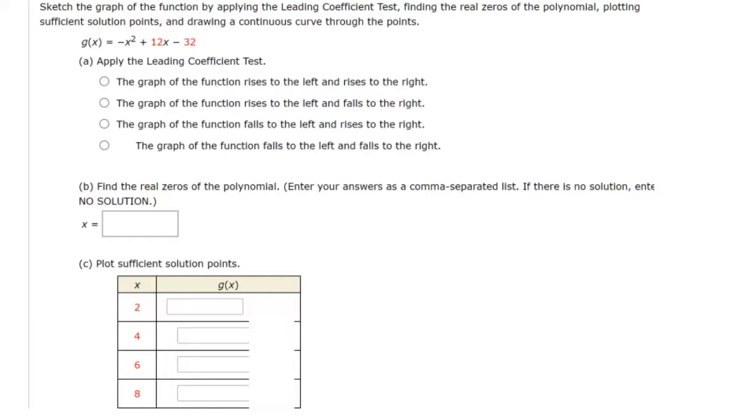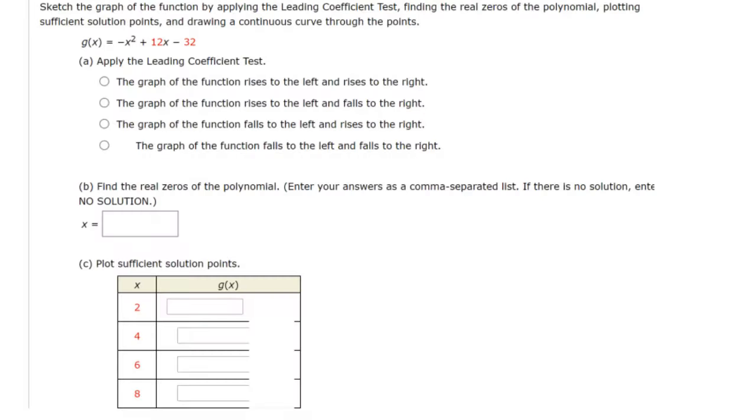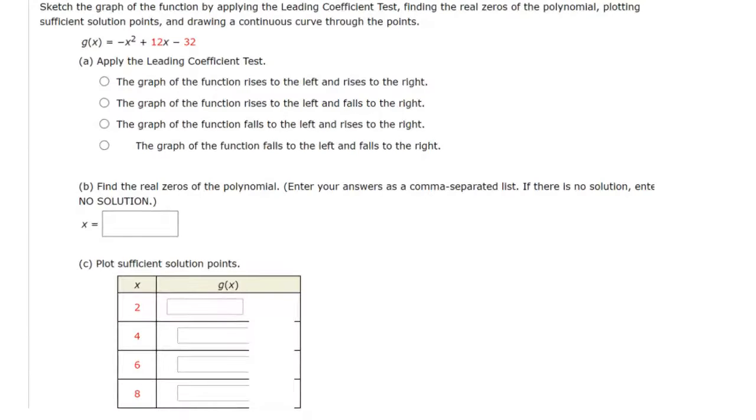All right, so let's look at another example where we're going to graph functions. So they ask to sketch the graph of the function by applying the leading coefficient test, finding the real zeros of the polynomial, plotting sufficient points, that means extra points, and then drawing a smooth curve, right, to connect all our values together. So first, let's apply the leading coefficient test.